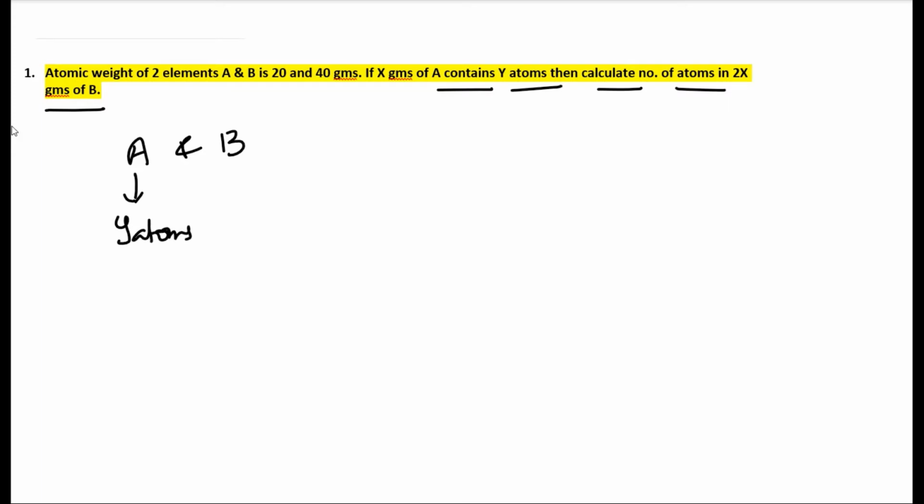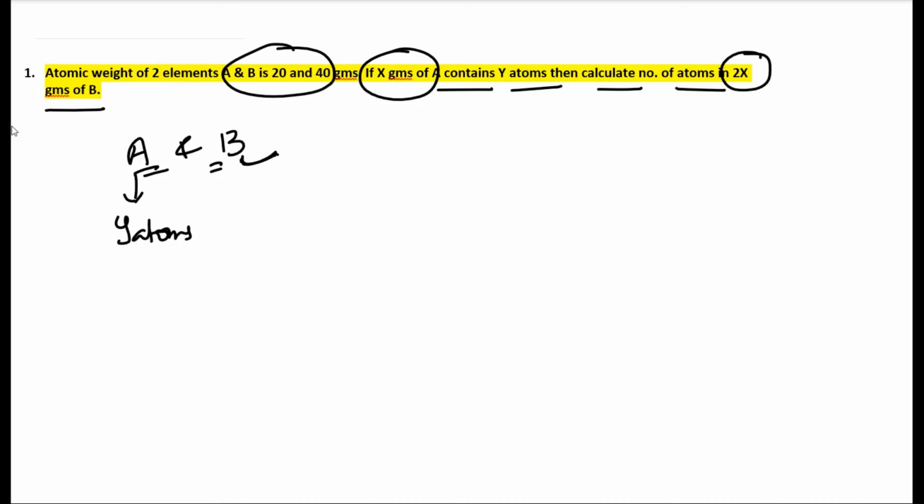So they are asking the number of atoms present in B. And they have given weights. There are two elements, and weights and gram molecular weights are given. Please closely observe, this is a very simple problem. A and B are two substances, two elements. A contains Y atoms and they are asking how many atoms are present in B.